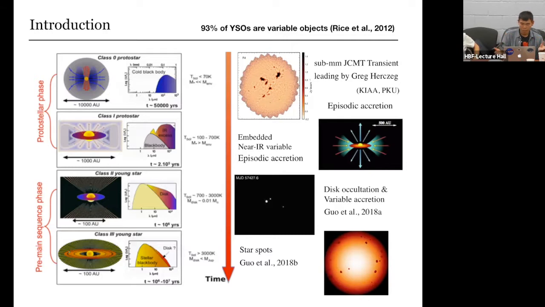And at the last, for weak-line T Tauri stars, they don't have a very big disk or accretion events happening on the star. So what we see is all about the star spots rotating with the star itself. So different kinds of variabilities. And today I'm going to focus on the near-infrared variables, to be honest, because we are in a VVV meeting.